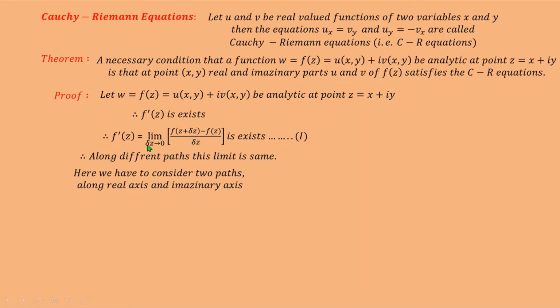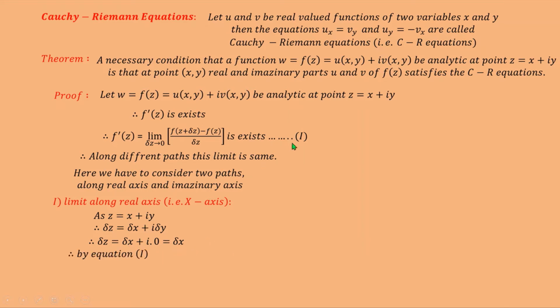So first consider limit along real axis, that is along x-axis. Here z is equal to x plus iy. So delta z is equal to delta x plus i delta y. Here delta x means change in x coordinate and delta y is change in y coordinate. Along real axis, change in y coordinate is 0. And so we get delta z is equal to delta x plus i into 0, which is delta x. So delta z is same as delta x.